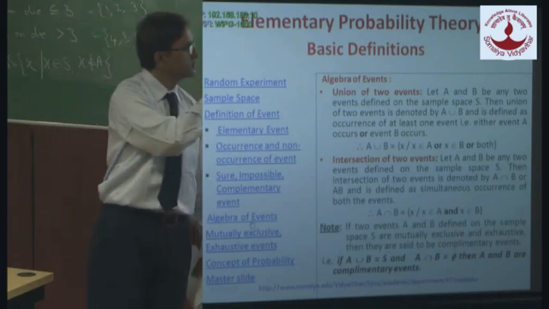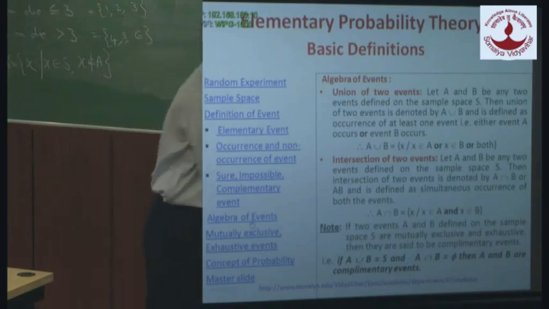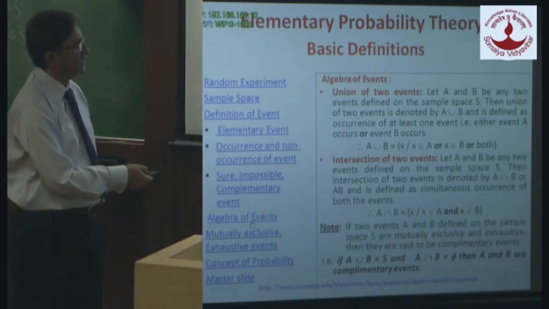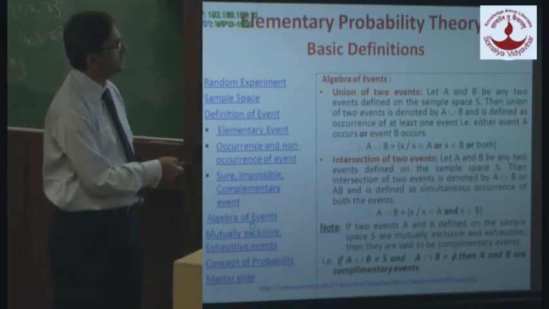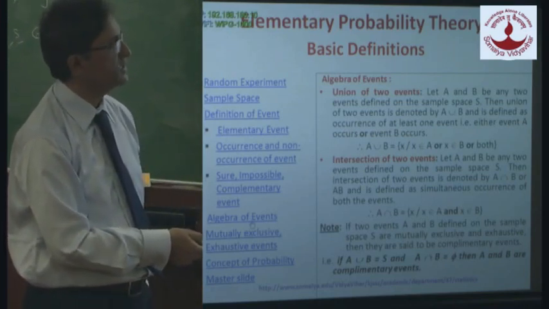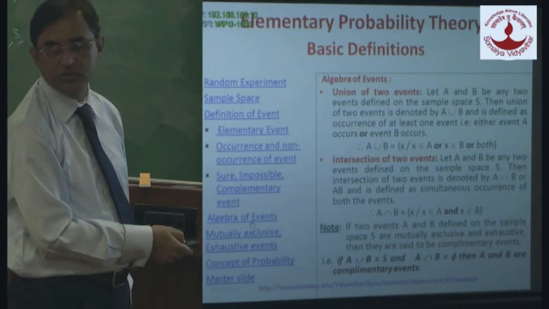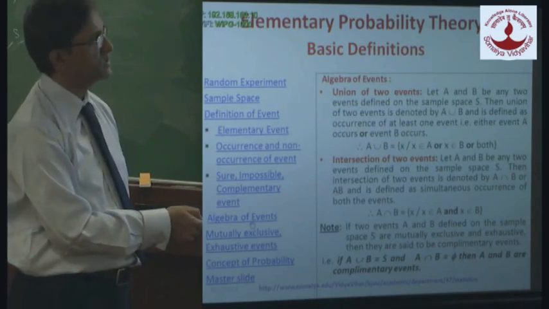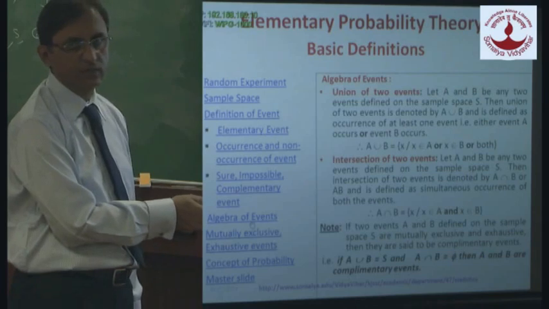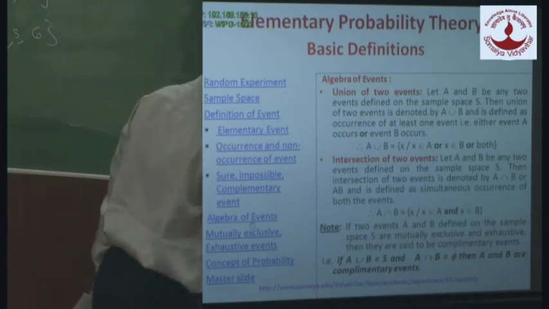Intersection of 2 events. Again we define any 2 events on the sample space. Their intersection is denoted by A intersection B, or simply you write AB, and it is defined as the simultaneous occurrence of the 2 events. That is the difference between union and intersection. In the union, we use the words at least one; in the intersection, we use simultaneous occurrence of both the events. So A intersection B is the set of x such that x belongs to A and x belongs to B. Here the word is and, there the word is or. Usually the addition principle is used for the union of 2 events, and the multiplication principle is used for the intersection of 2 events. Just see the example for this.